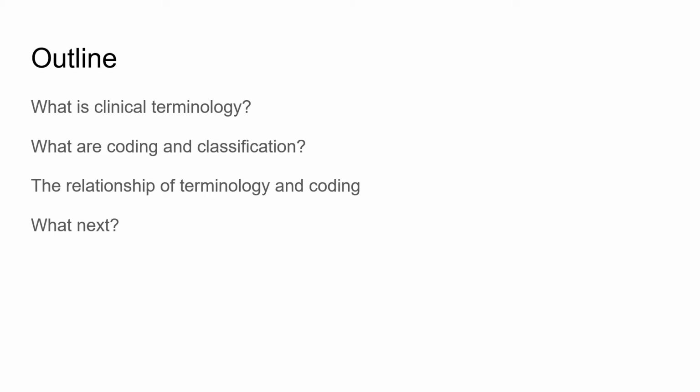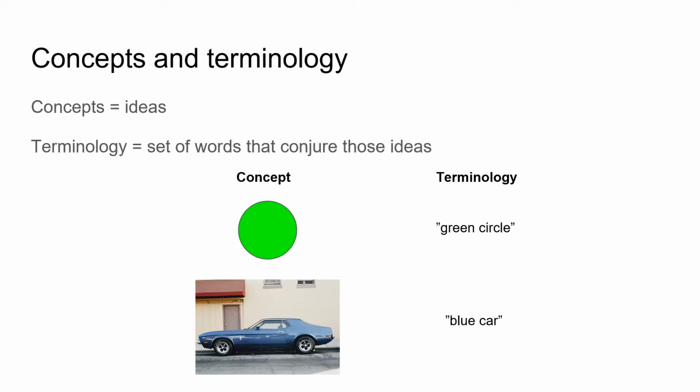As humans, we interact with our world and assign names and labels to things around us. Some may be concrete, while others may be abstract. At any rate, these ideas or concepts are assigned words or names or terms. We have two examples here. On the left, we have the concepts, and on the right, the terms that describe them. A green circle and a blue car. We use terminology to describe almost everything in our experience.